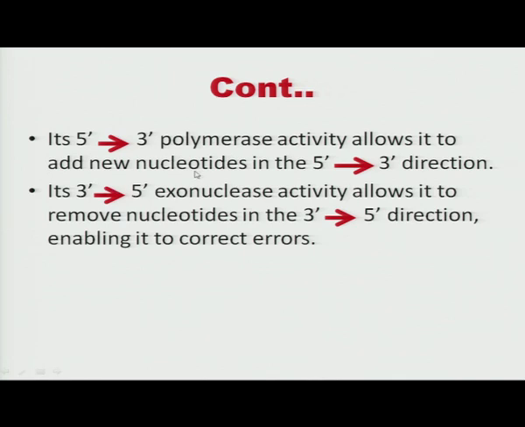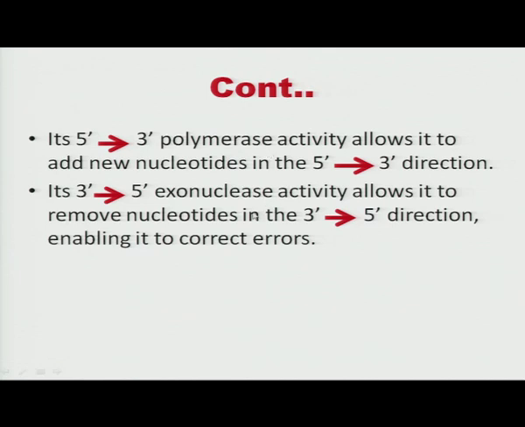So, DNA polymerase 3 has two important functions. One, its 5 to 3 polymerase activity, which allows it to add new nucleotides in the 5 to 3 direction. As I already told you, DNA replication occurs in the 5 to 3 direction, and this 5 to 3 polymerization of DNA nucleotides is promoted by DNA polymerase.